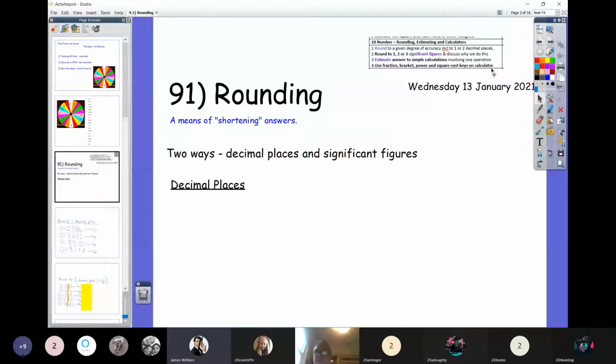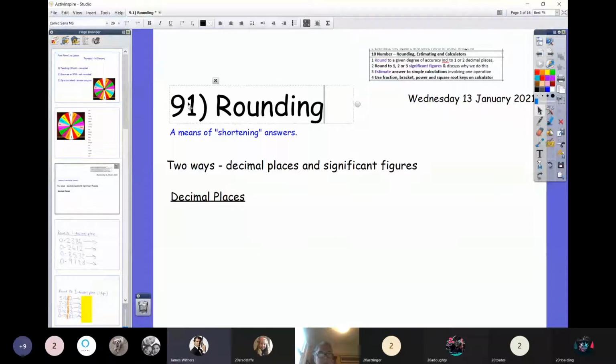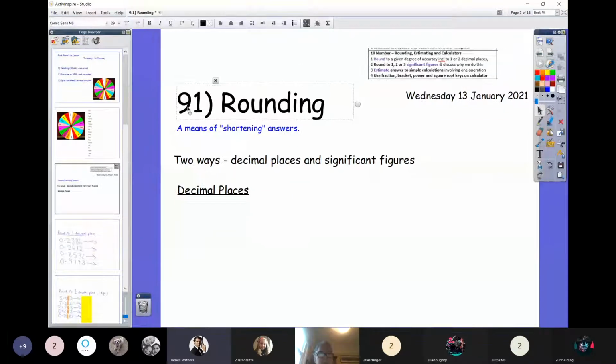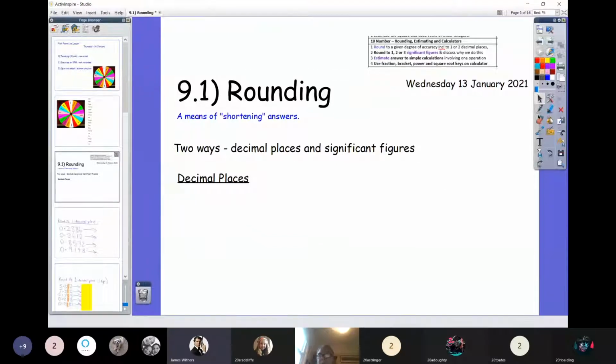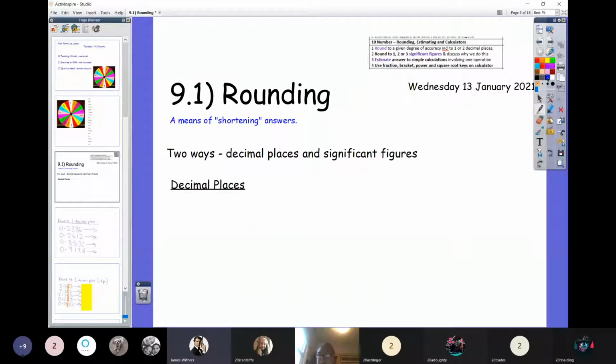If you could just write that down as your title, please. That should be 9.1 rounding. If you're taking notes, which I encourage, then it should be 9.1 rounding. Let's just get a decimal point in there. Obviously today's date is the 13th, and you can see up there an extract from the scheme of work.